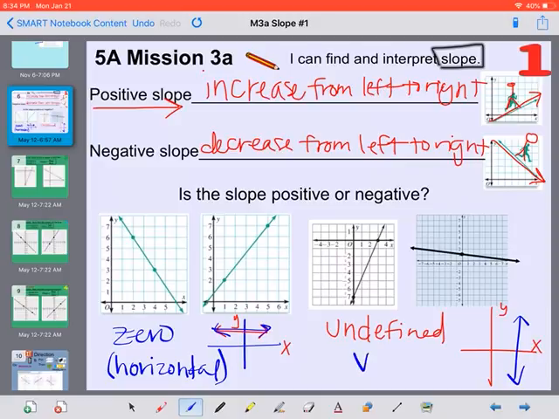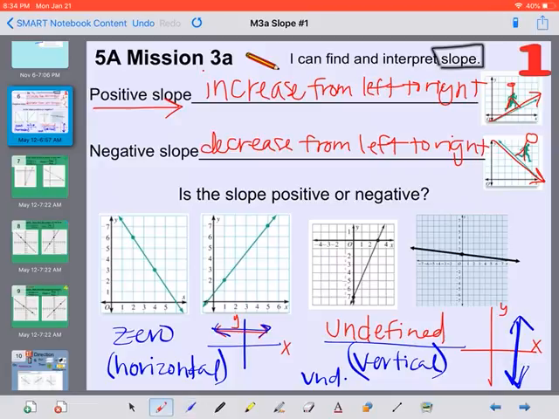Undefined is when we have a vertical slope. We cannot walk across this line. You would fall straight down. Does not work. It's really like no slope, but you need to write this word undefined. If you want to shorten it to UND, that's fine as well.